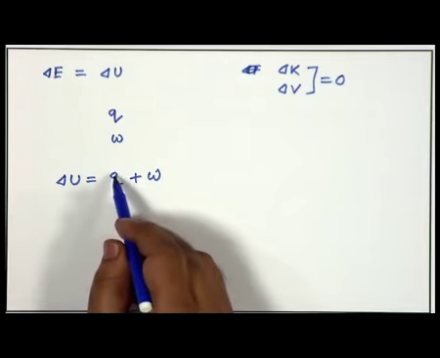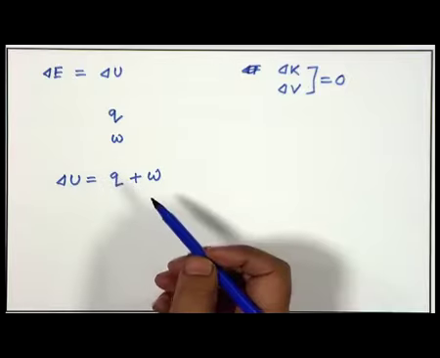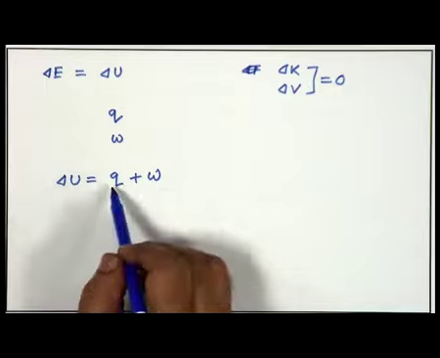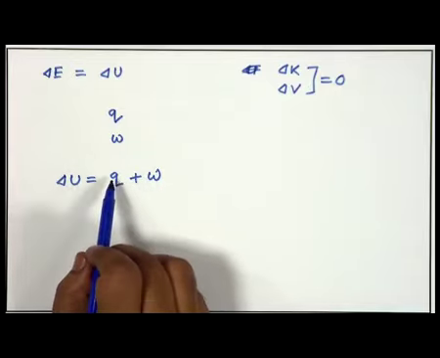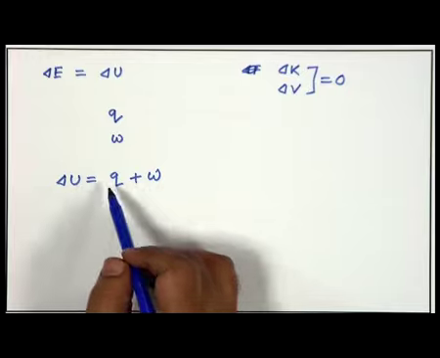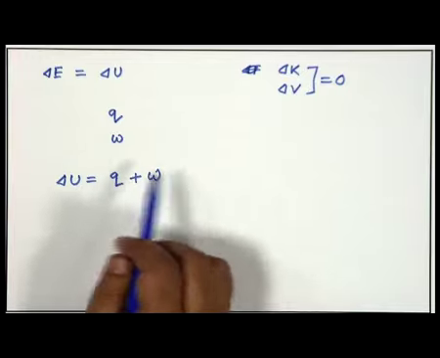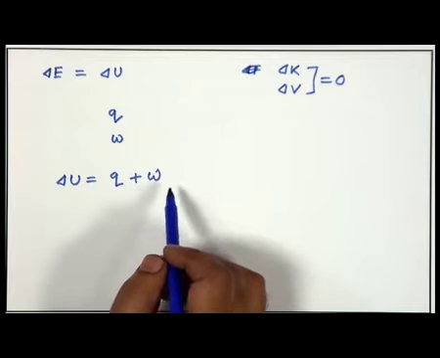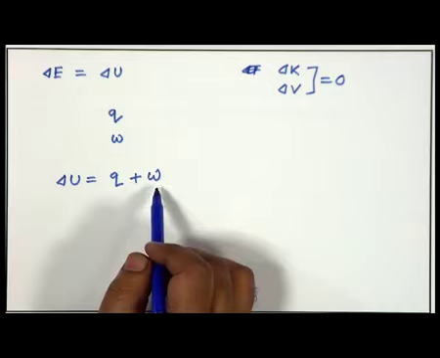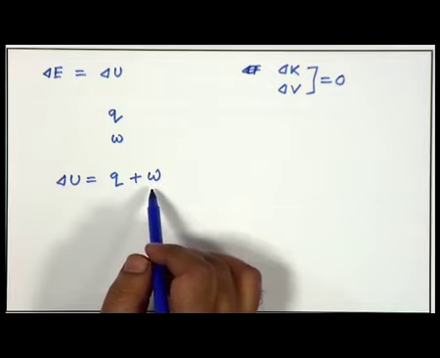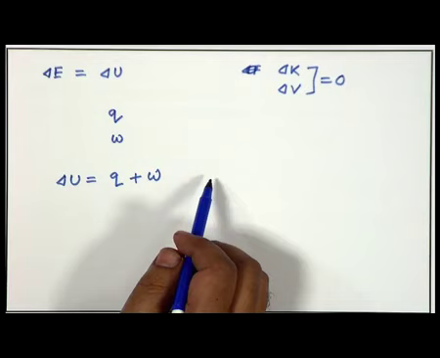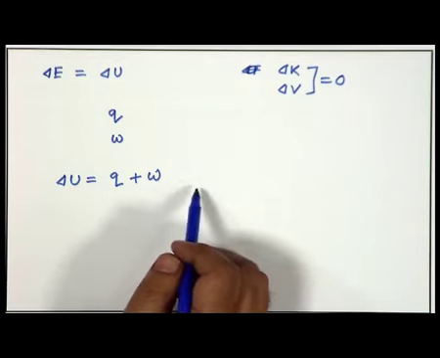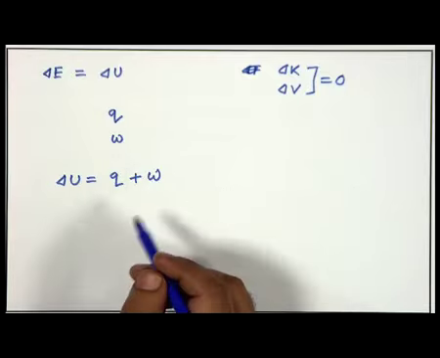where Q is the increase in energy in the system due to exchange of heat between system and surroundings. Similarly, W is the increase in energy of the system because of the mechanical exchange between system and surroundings.